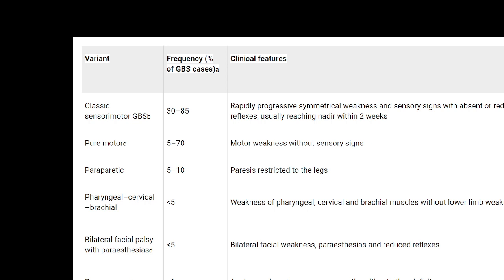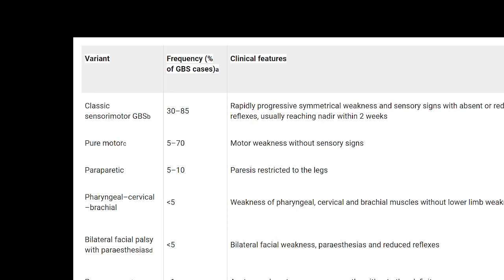Now, as for the variants we have discussed, the clinical presentation could be the classic sensory-motor form, which constitutes around 30 to 85%. The clinical presentation, as we have discussed, is rapidly progressive symmetrical weakness and sensory signs with absent or reduced tendon reflexes, which is the most common presentation. Then the pure motor form, which constitutes around 5 to 70%, has motor weakness without sensory signs. There may not be a loss of sensation. These constitute the majority of the patients.